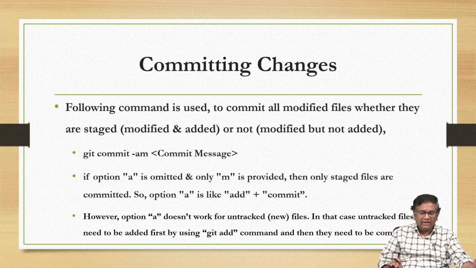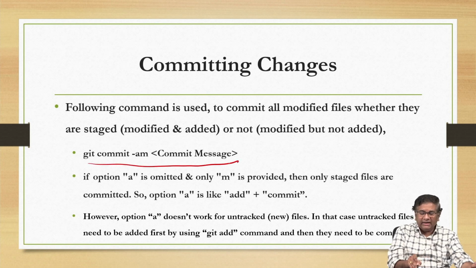So now, how do you commit files? Basically, how do you store files into the Git server permanently? The following command is used to commit all modified files whether they are staged or not. Again, this is only for modified files, not for first-time adding, not for untracked files, right? So give git commit -am and the commit message in double quotes. The message has to be in double quotes.